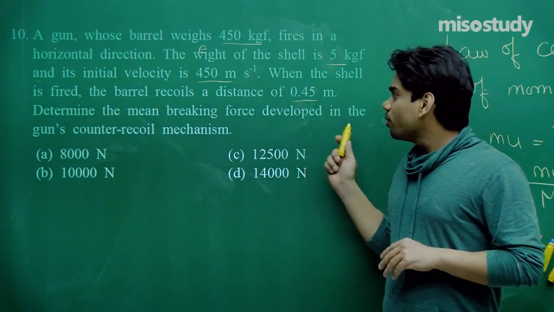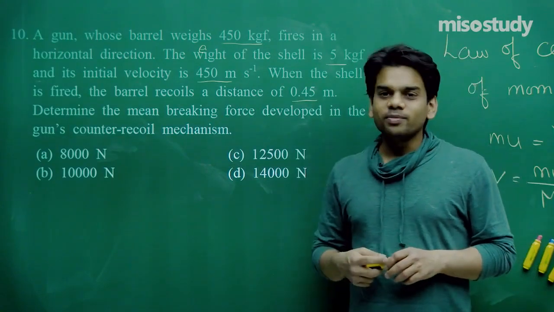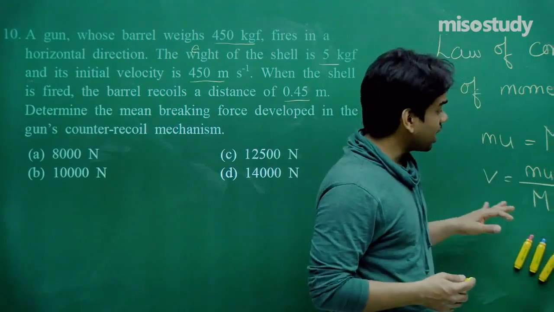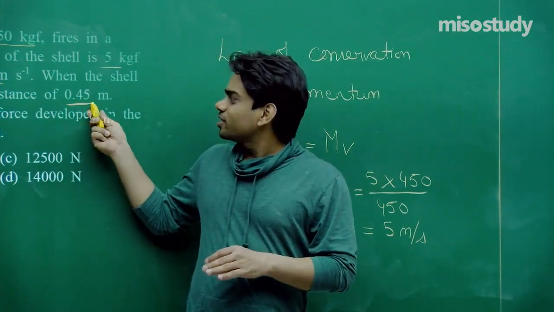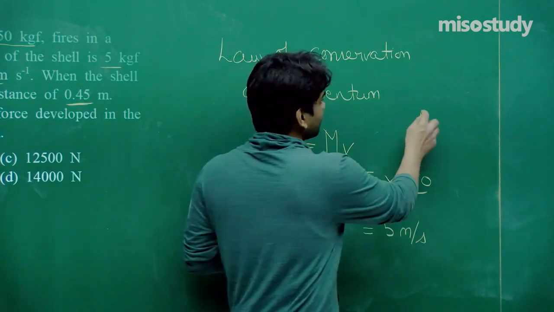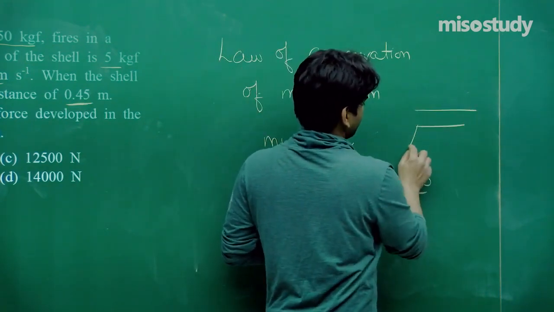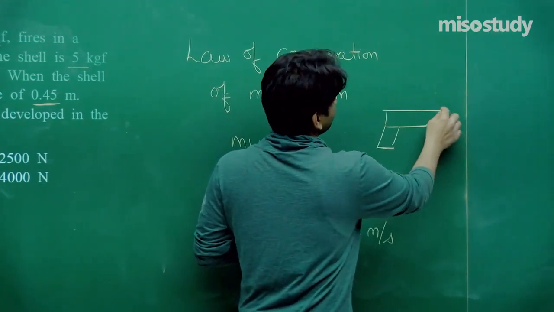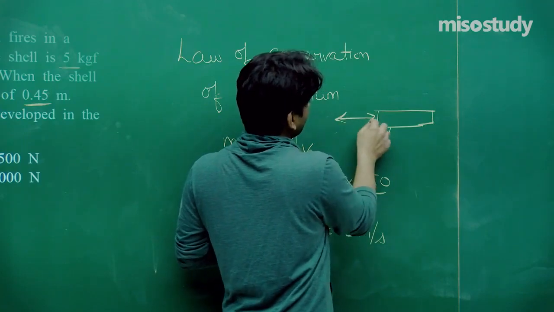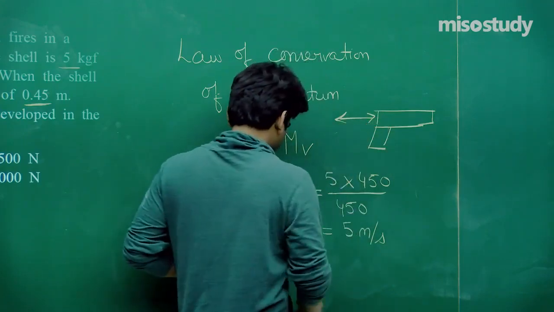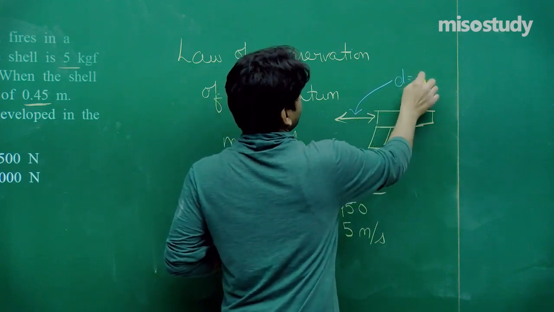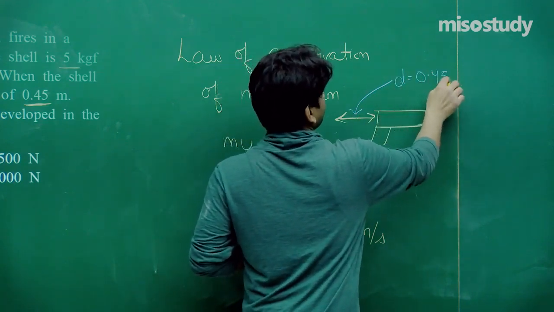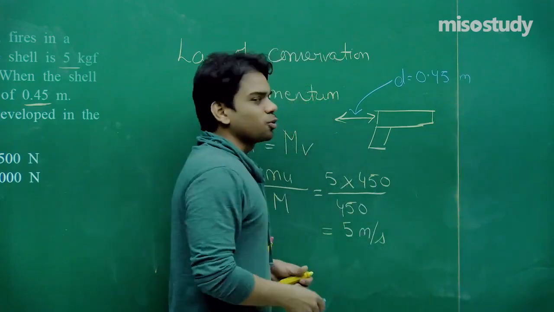Next thing, when the shell is fired, the barrel recoils a distance of 0.45 meter. Determine the mean braking force developed in the gun's recoil mechanism. That is what we have to find out. We have been provided with the distance with which the gun recoils back. If I show you, the gun is here, and the distance with which it recoils back is given as 0.45 meter. This is what has been provided to us.